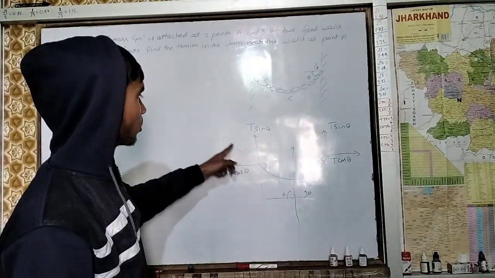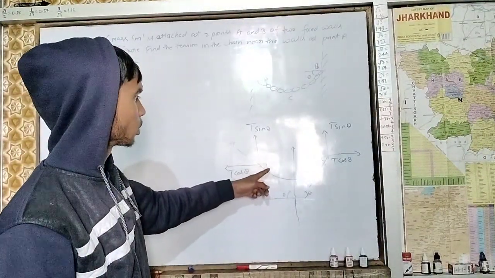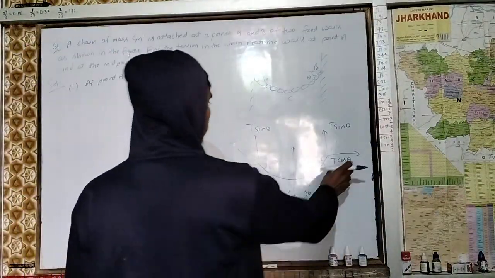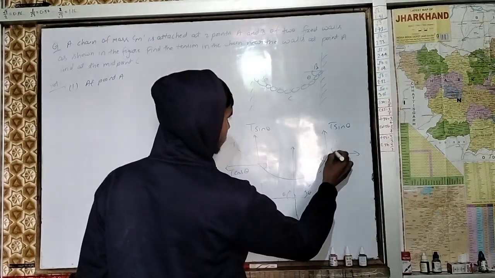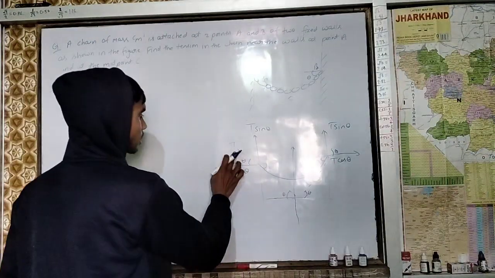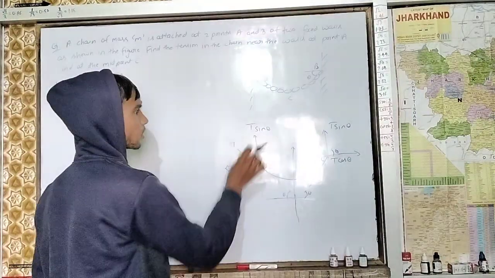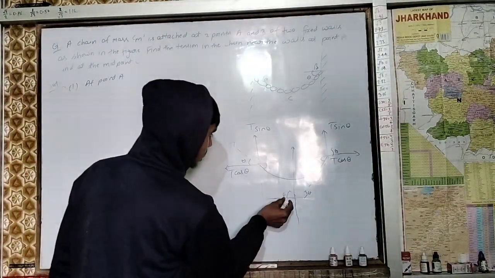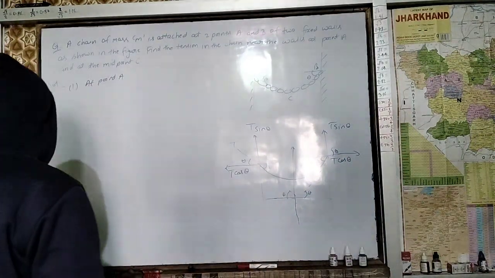We are talking about this tension. According to this theta, this will be our T cos theta and T sin theta. Same over here: if this is theta, this will also be theta. So T cos theta will exist over here, and T sin theta will exist for this. We brought this theta from here, and this theta from here.